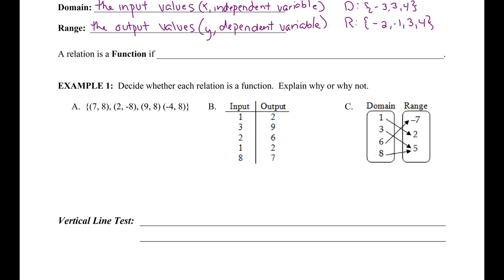We've already looked at the graph, number 4, not being a function because the input has 2 outputs. So now let's put that into a definition. A relation is a function if each input has exactly one output.